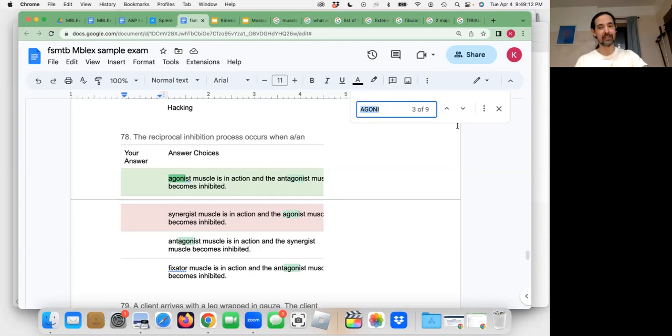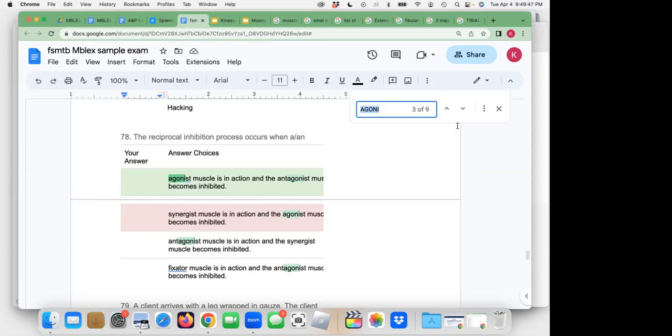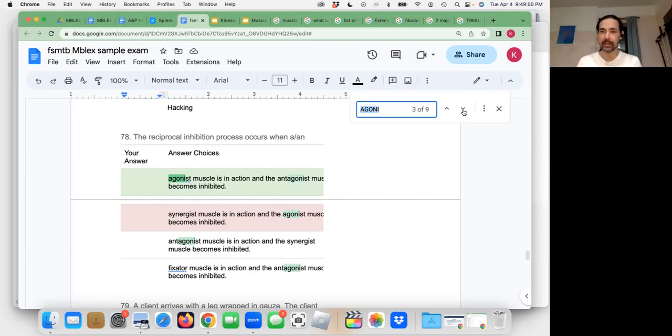And in this case, it's enough to say that the agonist is activated, or you could even say it's contracting, because the antagonist is inhibited. So remember, activate and inhibit go together. Activated and inhibited, or action and inhibited, go together. Lots of terms: activated is the same as action, action is the same as shortening, shortening is the same as concentric. Lots of terms. We just got to practice it. Okay, let's see.